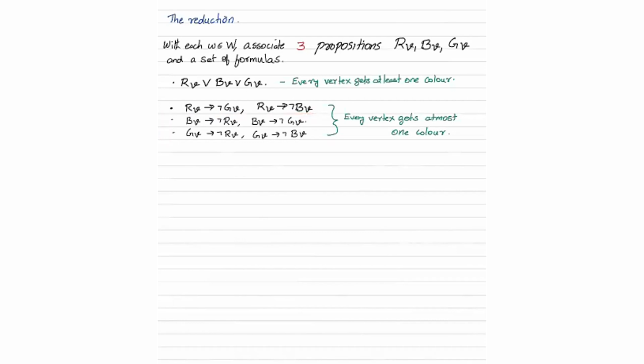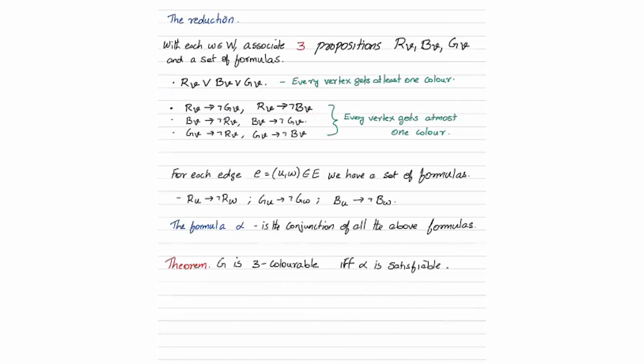So for every vertex, you have 3 propositions and this bunch of formulas. That captures the fact that every vertex gets exactly one color. Now you have this constraint on edges. Again, you can write a bunch of formulas to capture that. For every edge, which is a pair of the form UW, you have a set of formulas: if U is colored red, then W cannot be colored red. If U is colored green, then W cannot be colored green. If U is colored blue, then W cannot be colored blue. So this is the constraint: if 2 vertices are connected by an edge, then they cannot be of the same color.